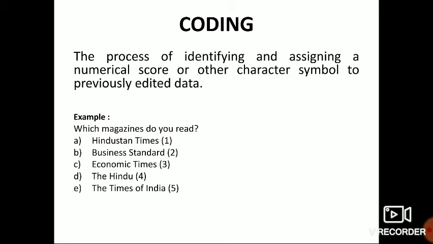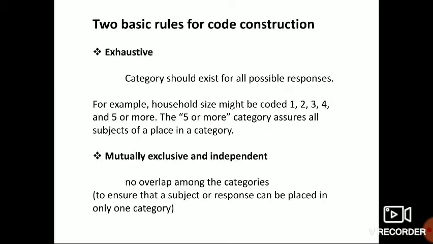So each answer will be coded as numbers. For example, Hindustan Times is coded as 1, Business Standard is coded as 2. Like that we have to put a code for the 5 answers of this question. This is called coding. The coding can be performed through some rules. There are two rules you have to follow during coding.